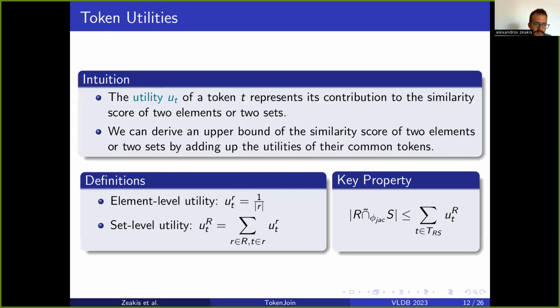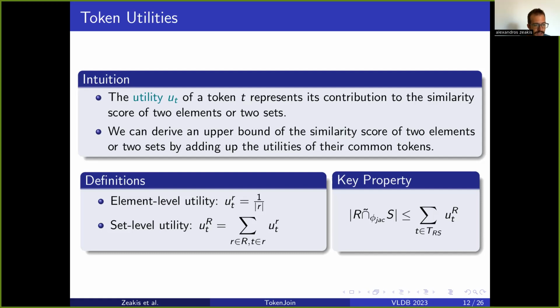Now, the central concept in our approach is the notion of token utility. The token utility represents a contribution of a given token T in element similarities and also in set similarities. Thus, we introduce the utility UT. It is defined in such a way that by adding the utilities of the common tokens, we can derive an upper bound for either element or set similarities.